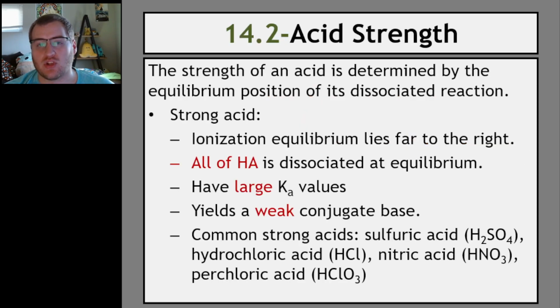All right, so let's talk more about strengths of acids and bases. Starting with acids, the strength of an acid is determined by the equilibrium position of its dissociation reaction. Basically, dissociating means splitting apart into its two parts, its H plus and its A minus. So the stronger an acid is, the higher percentage of the acid molecules split into those two things.